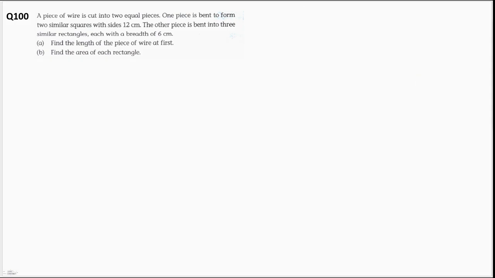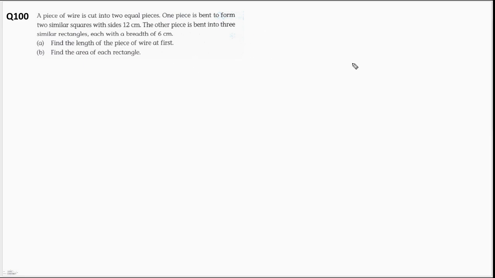Okay, a piece of wire is cut into two equal pieces. One piece is bent to form two similar squares with sides of 12 centimeters, and the other piece is bent into three similar triangles, each with a breadth of 6 centimeters. And we're asked to find the length of the piece of wire at first and to find the area of each rectangle. I think this is a super question.